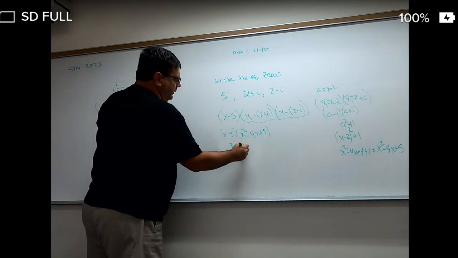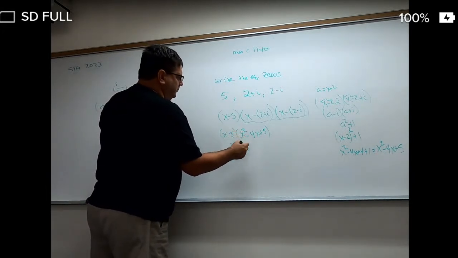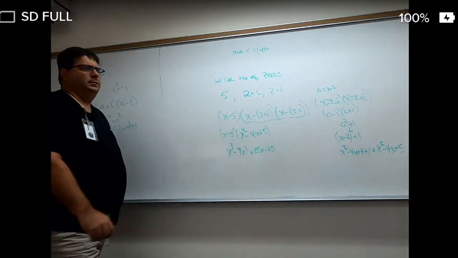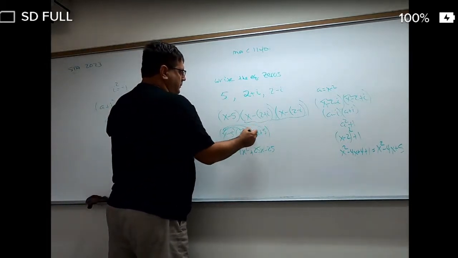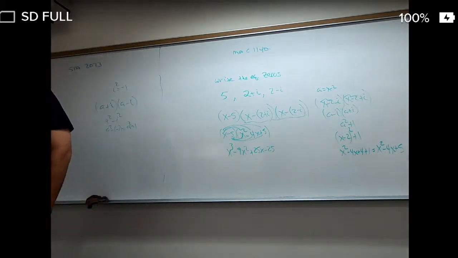x cubed minus 9x squared plus 25x minus 25. You see what I'm saying? I mean, you've got to do that distributive property there, but that's essentially what you're seeing.